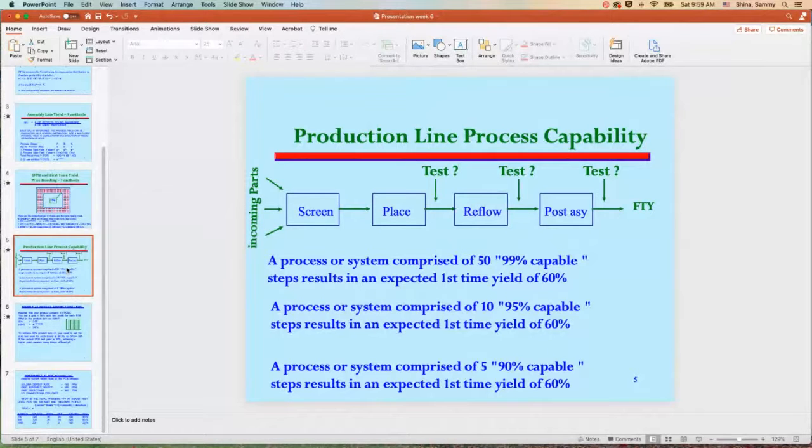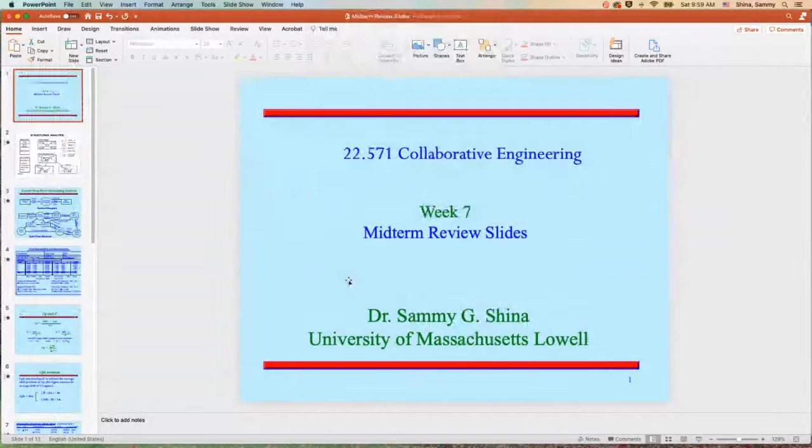I've gone now about 45 minutes. I want to spend about 20 minutes reviewing the course so far, and then the topics I'm going to cover in the midterm. So let me close this one, and we'll talk now about the midterm review slides.